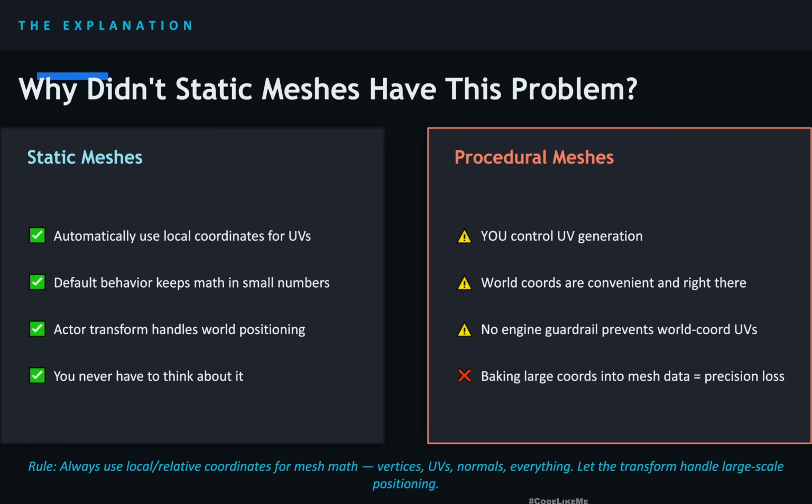We control the UVs, and we are just using world coordinates because it's convenient for calculations. It is easier to build logic with world coordinates. And the engine is not preventing any of the calculations we are doing. So that's why we run into such issues with procedural mesh based infinite worlds. So here the rule is, whenever possible, use local or relative coordinates for your calculations.